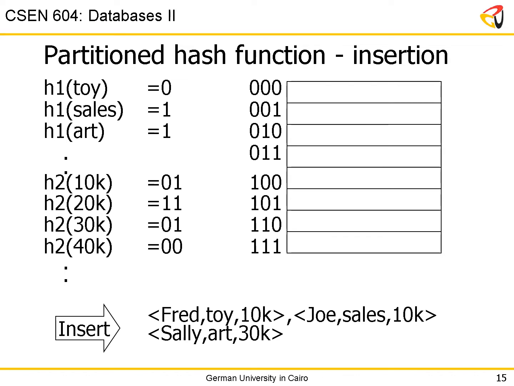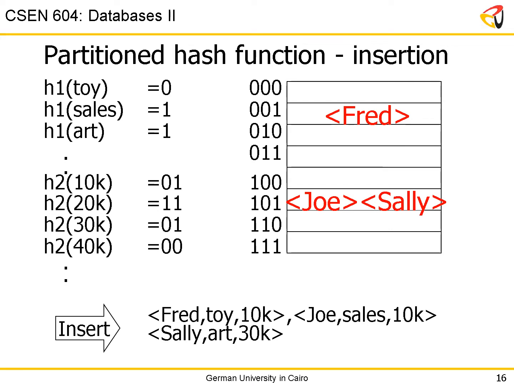Okay, so when I look up a row, Fred, Toy, and 10K, if I would like to insert that in my partitioned hash index, Toy is hashing to 0, 10K is hashing to 0, 1, so I'm gonna merge them together, becomes 0, 0, 1. Sales hashes to 1, 10K hashes to 0, 1, so that's going to be 1, 0, 1. Art hashes to 1, 30K hashes to 0, 1, so it's going to be 1, 0, 1. And these are the entries that will be inserted in my partitioned hash index. Okay?